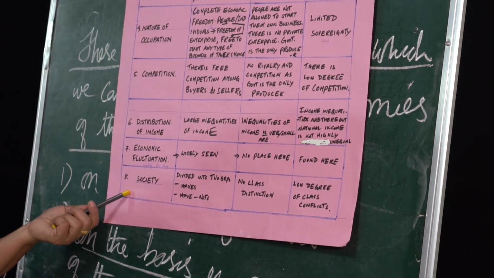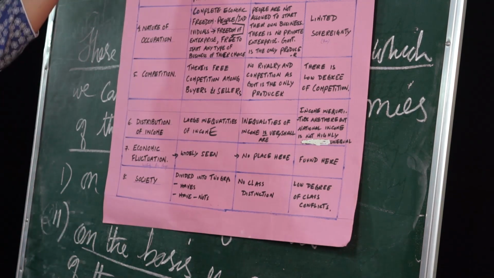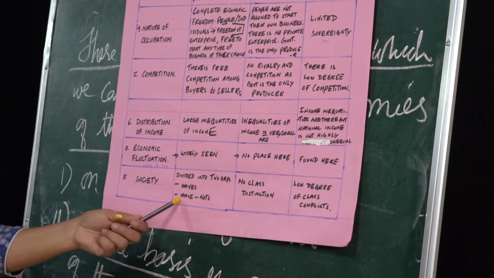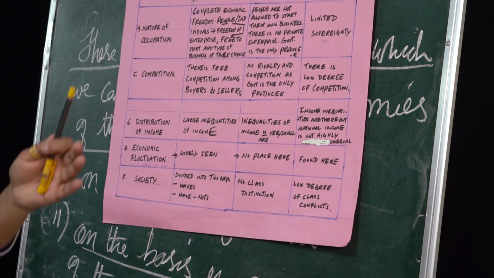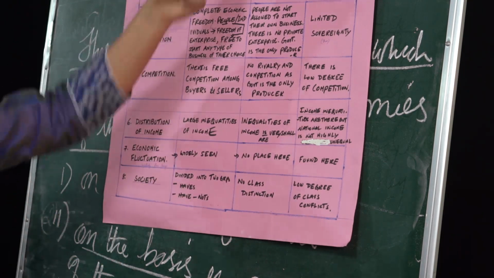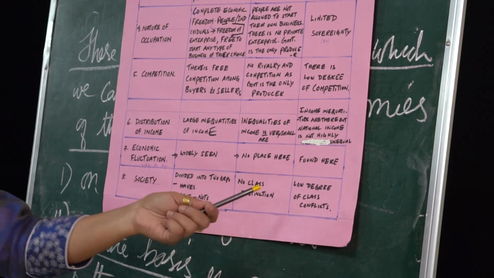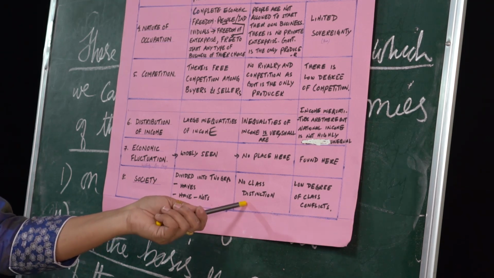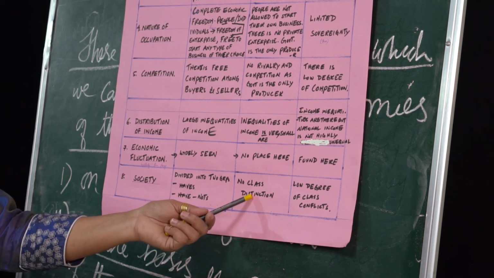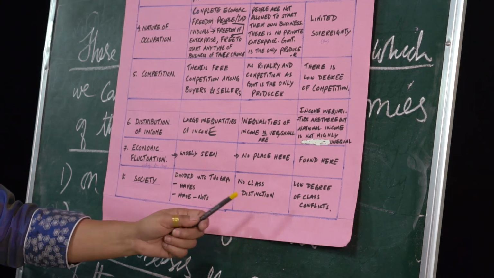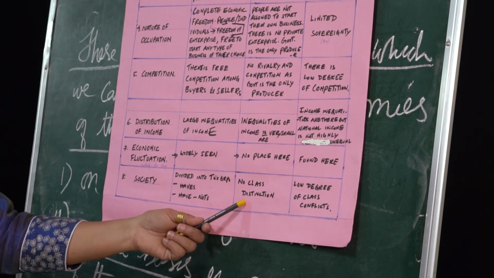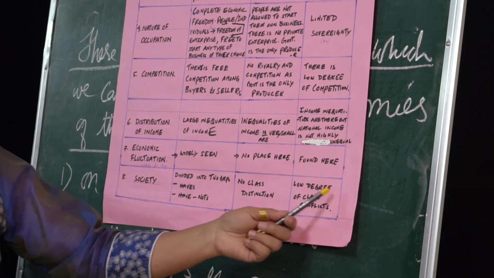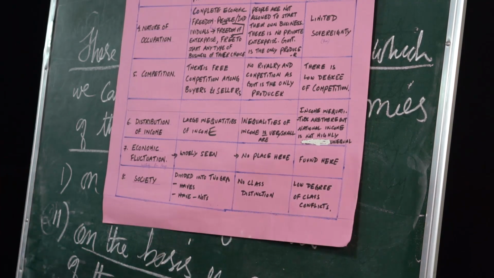Then society. How is the condition of the people in society? In a capitalist economy, you can see society divided into groups, I've written in short, haves and have-nots. The society is divided into the rich and the poor. In a socialist economy, there is no class distinction. Everyone is the same, because the government is the sole manager and the sole producer. Everyone is equal, and if someone is willing to work, they will get work and have to work. In a mixed economy, a low degree of class conflict is found, between rich and poor.